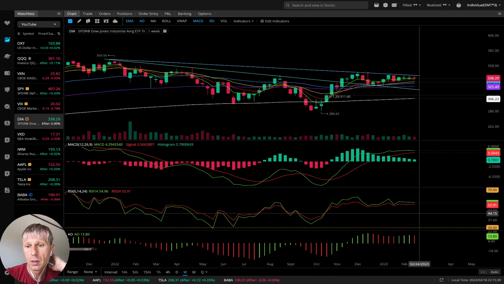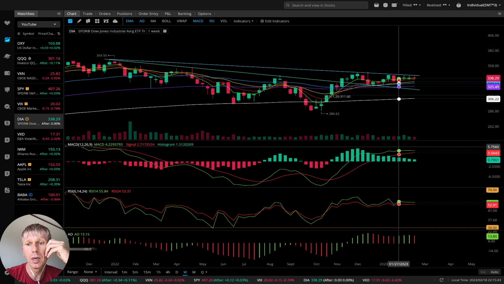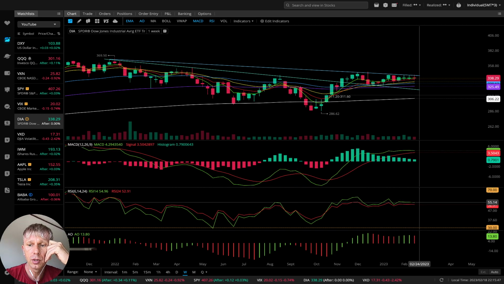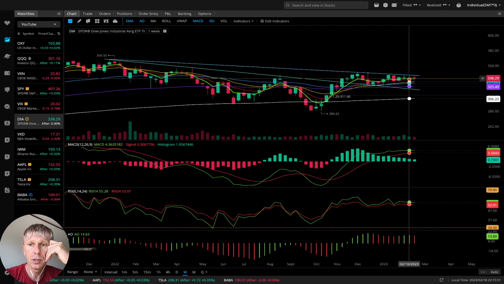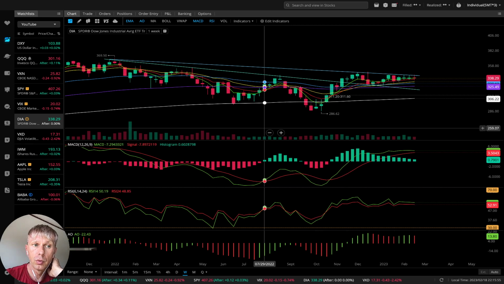On weekly, it's a different story, right? Actually, on weekly, MACD is still bullish, flat, and RSI bullish, flat. Oscillator changed to red. Moving averages bullish, flat. Still bullish on weekly.